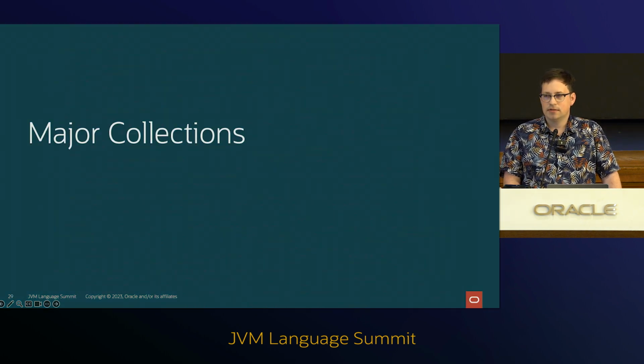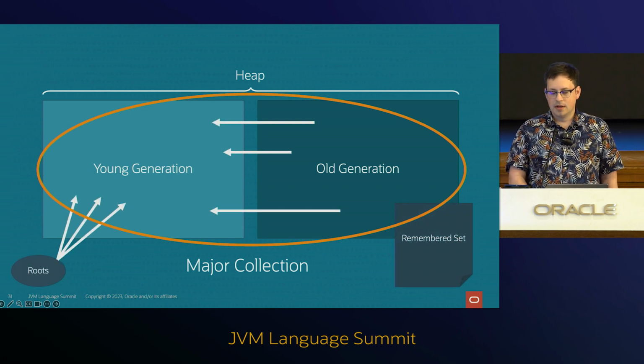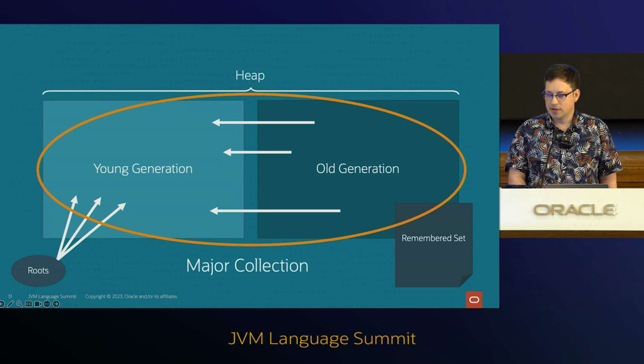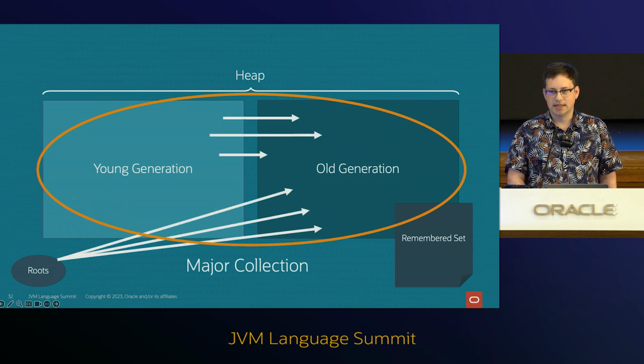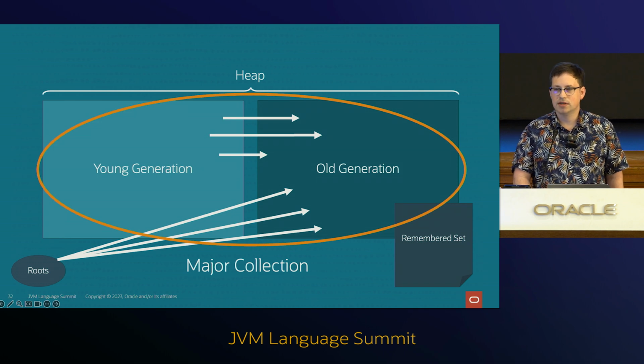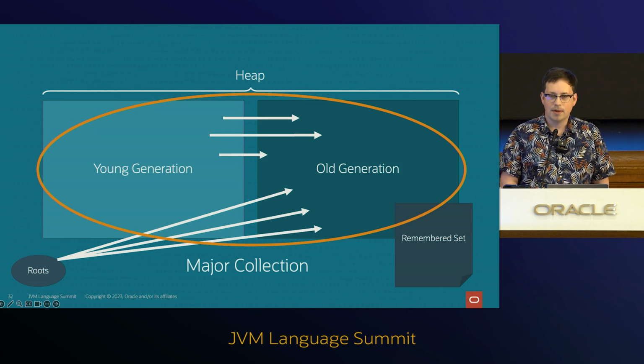Major collections want to collect the entire heap, the young and old generations. The way we do this is by starting with the young generation, and it works similar to a minor collection. We start with the roots and trace through the young generation, but while we're tracing through it, we find the roots in the young generation that point into the old generation. This way, when the young generation has finished, we can trace through all the live objects in the old generation. And once we've computed all the live objects, we can start moving objects around and reclaim memory.